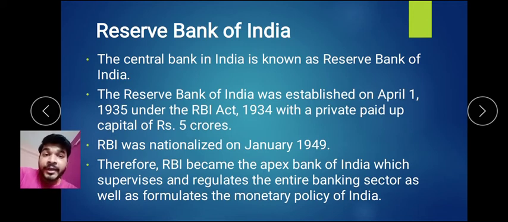So first the 1934 Act came, and then after it, on the 1st of April 1935, that is the next financial year, they made the RBI with a capital of 5 crore rupees. That time it was a private bank because we were under British rule. After 1947, in January 1949, RBI became a nationalized bank, and after that it became the Apex Bank.